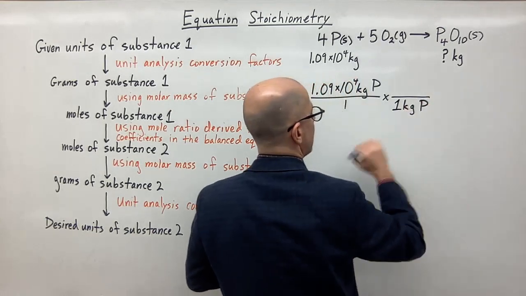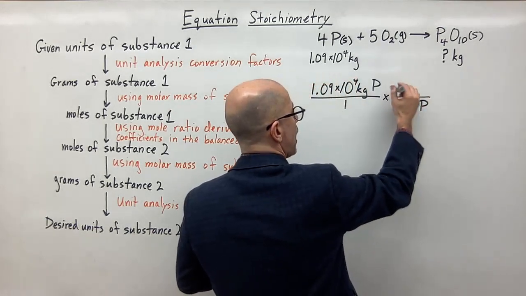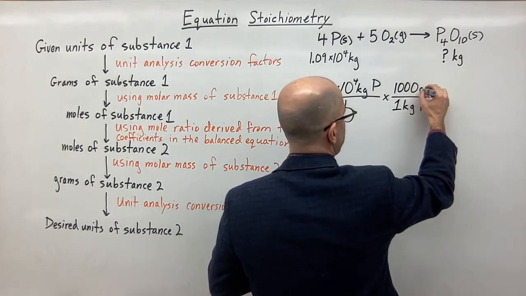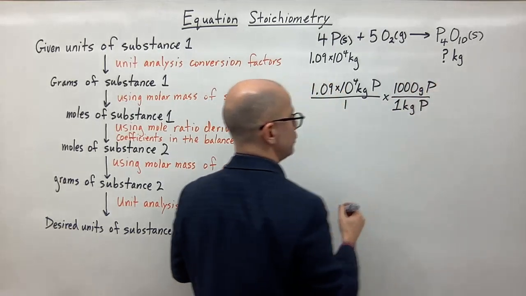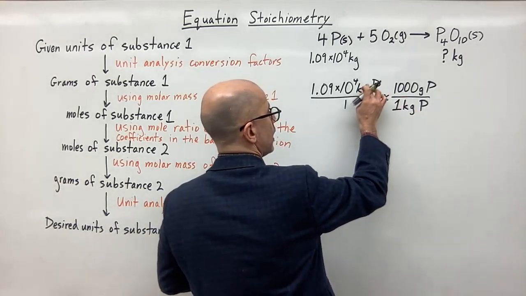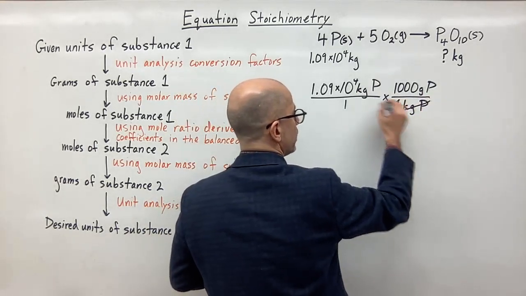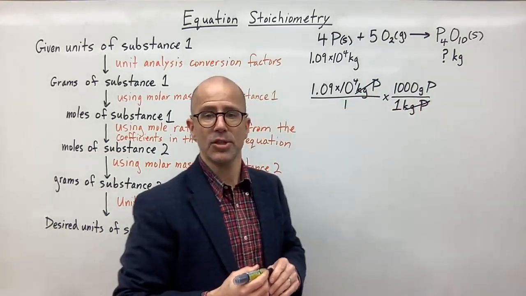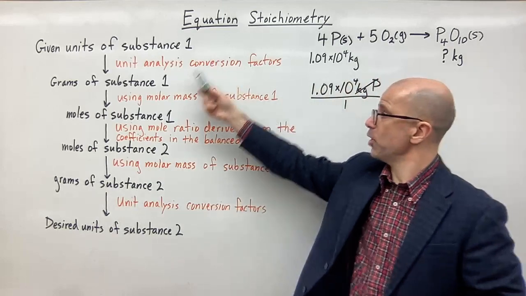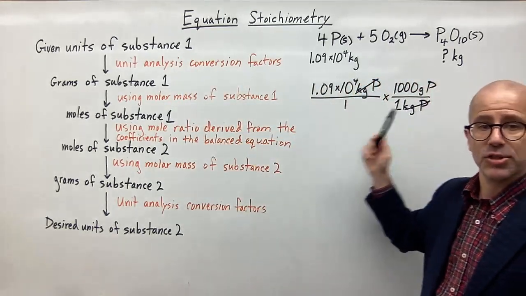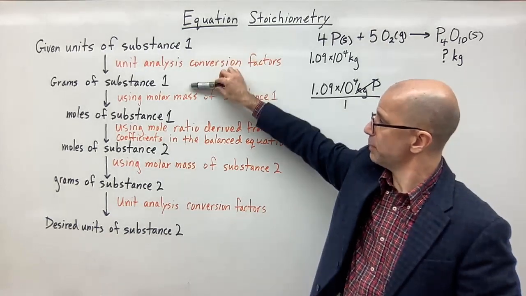Now on top, I'm going to have 1,000 grams of phosphorus. Since I have kilograms of phosphorus on the top and the bottom, that is going to cancel out. So now I have grams of phosphorus, and I'm done with step one.